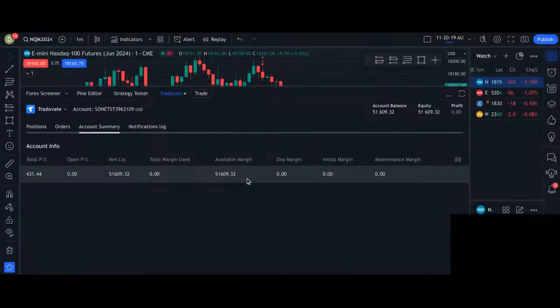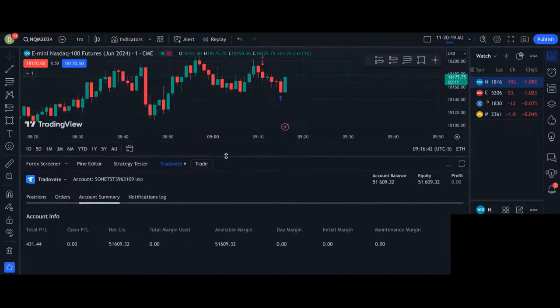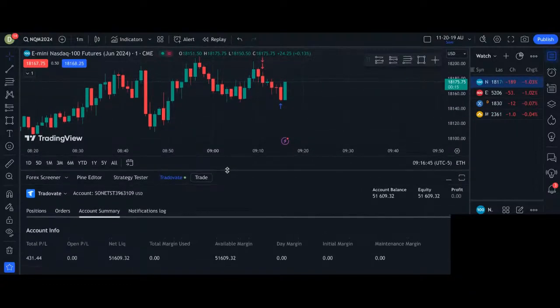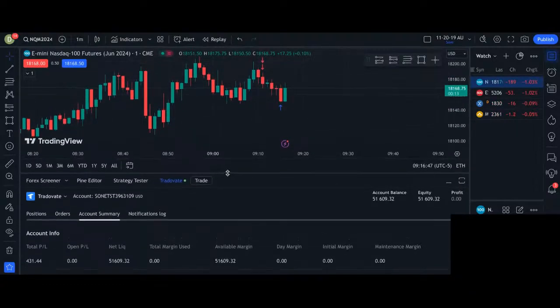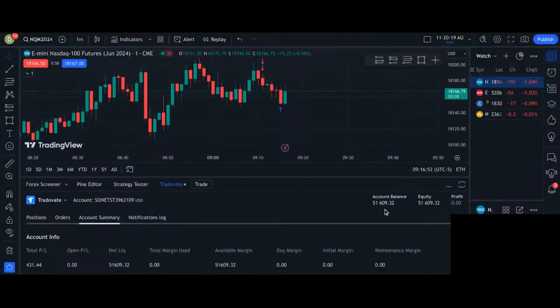$431 for the day. It wasn't a $1,000 day, but hey, $431 a day, I'll take that. By the day being Wednesday, just got to be smart. You know, a win's a win. So that leaves me with a balance of $51,609.